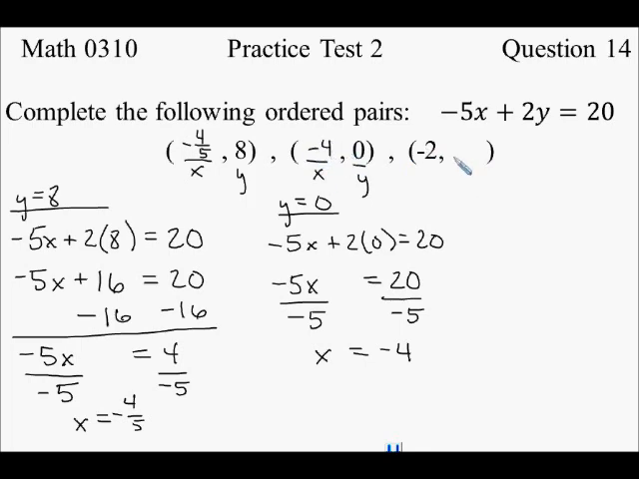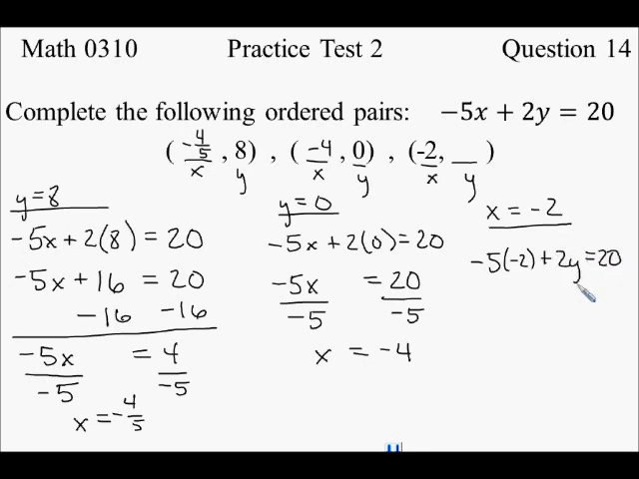And now in this last one, notice they're giving us, instead of the y, they actually gave us the x this time, and they want us to find the y. So here they gave us x equals negative 2. We want to make sure we plug in for the correct value and don't get tricked because the last two are y. So here, negative 5x, x is negative 2, plus 2y equals 20.